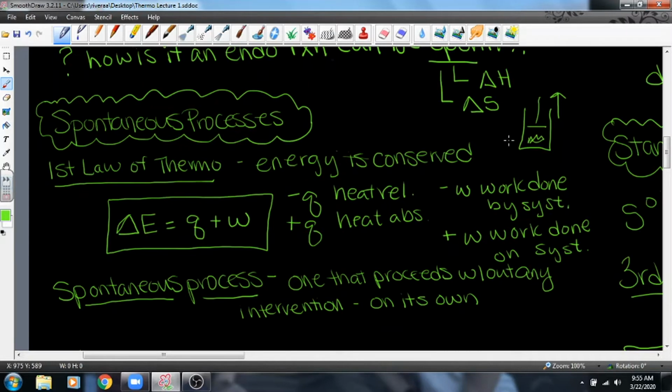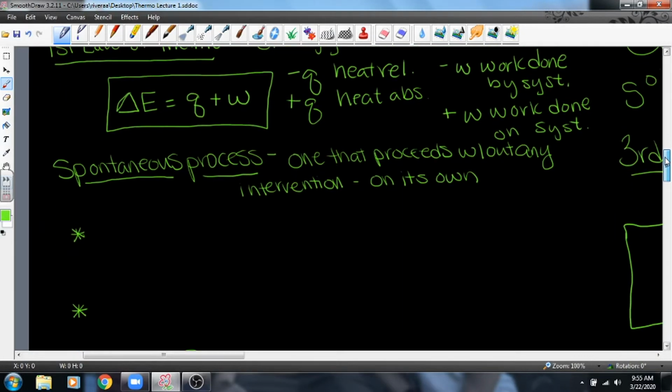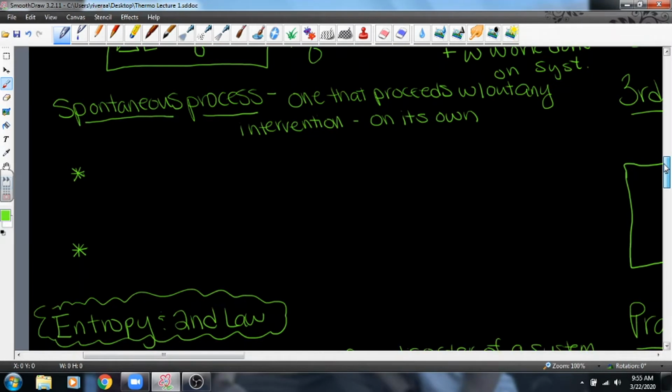Okay, so that's just a little review of internal energy and the first law of thermodynamics, because we are going to address the second and third laws, which have to do less with heat and more with entropy. So, a spontaneous process is a process that will proceed without any intervention. Like this just happens on its own.